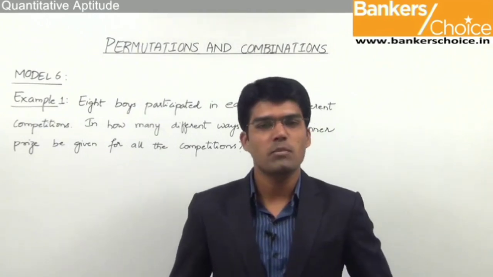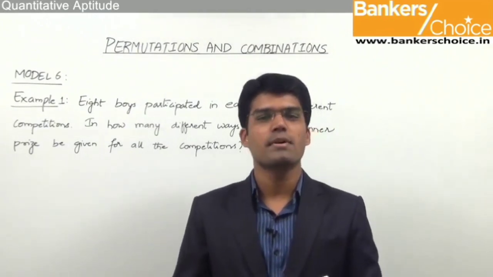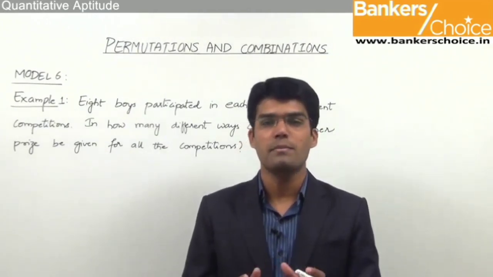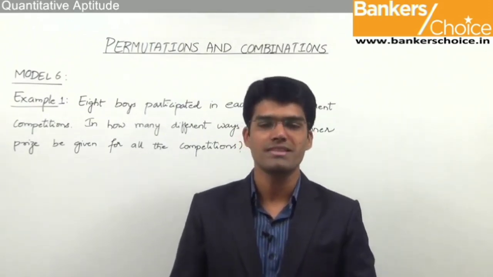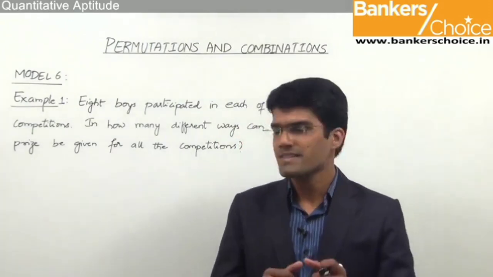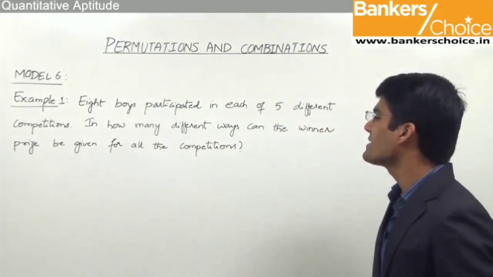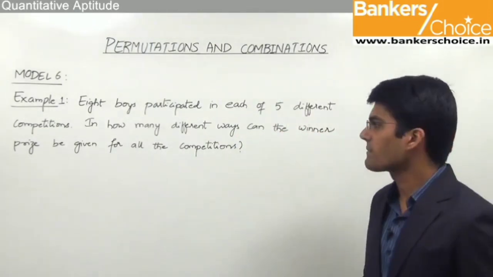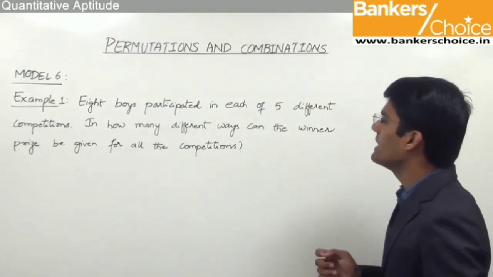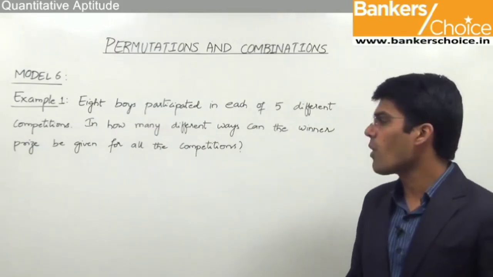Let us now take the sixth model from this topic, where we shall discuss a couple of questions which will clearly help us understand when to go for repetitions and when not to use repetitions in a general case. The first example here is, 8 boys participated in each of 5 different competitions. In how many different ways can the winner prize be given for all the competitions?